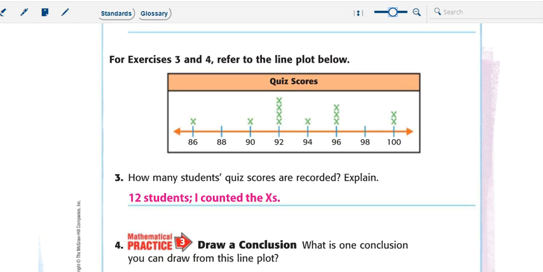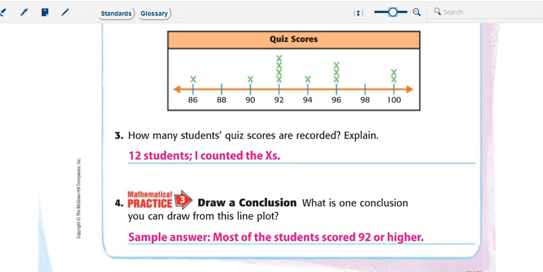For exercises 3 and 4, refer to the line plot below, okay? Now, let's look at the line plot. We are going to look at quiz scores, okay? Scores are the same as grades. How many students' quiz scores are recorded? Okay, how are you going to get this answer?